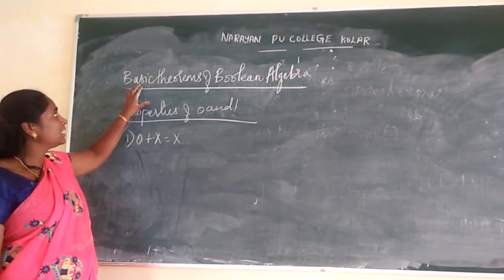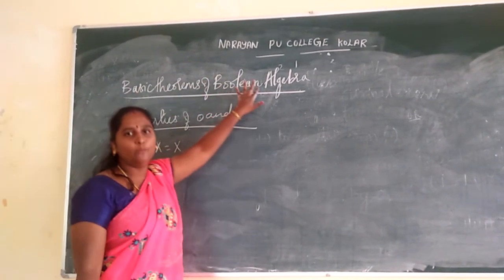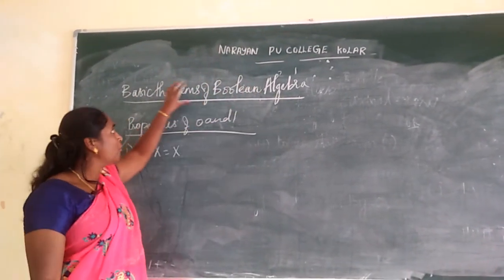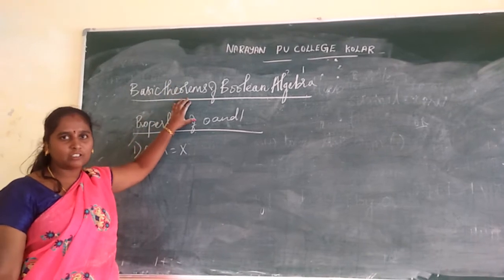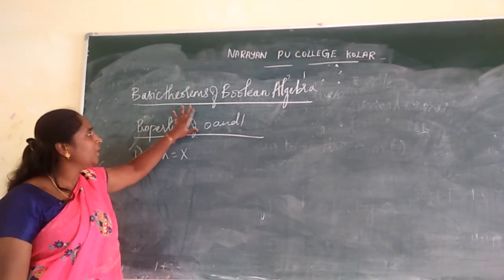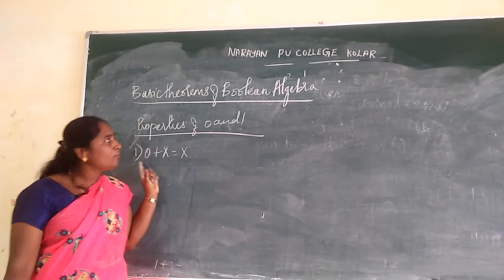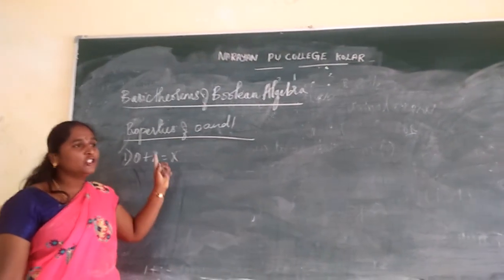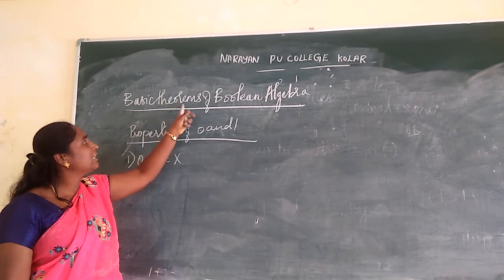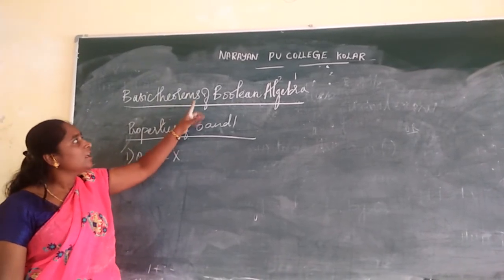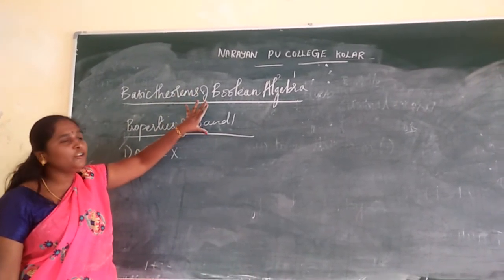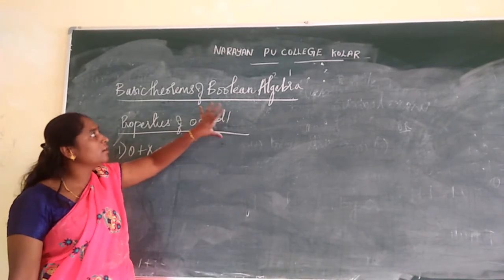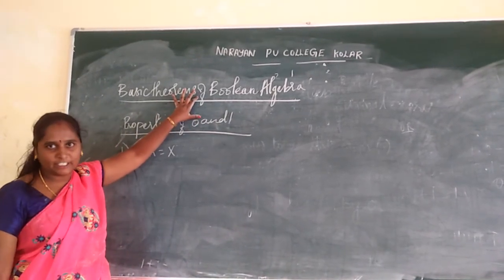The next topic is basic theorems of Boolean algebra. So how are we going to prove the theorems? We are going to see this particular topic. Here we are going to take the basic postulates of Boolean algebra, which are used to define the basic theorems of Boolean algebra. These basic postulates are going to give all the necessary tools for solving your Boolean expressions.